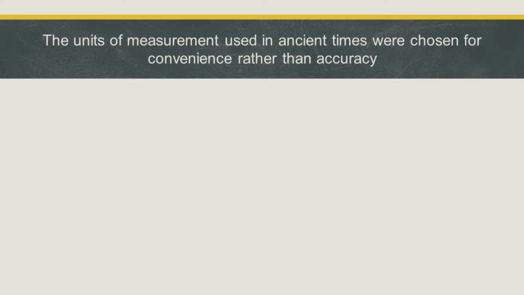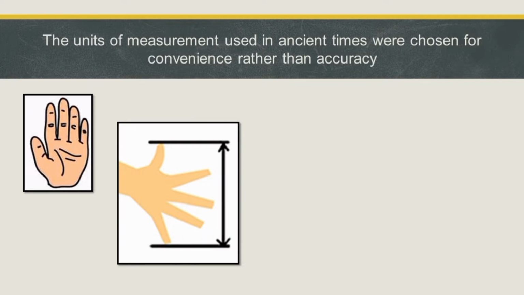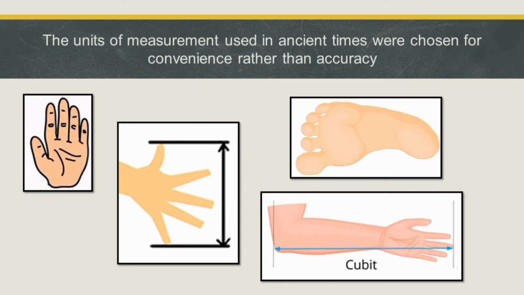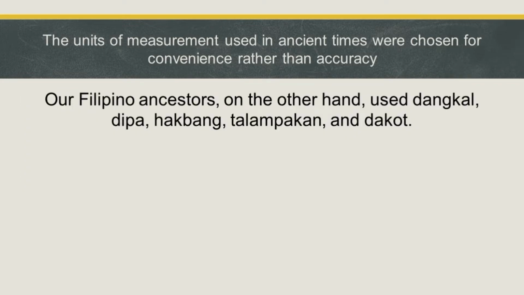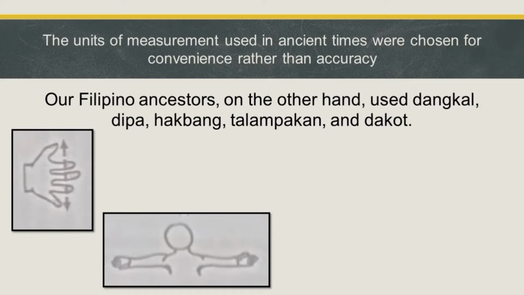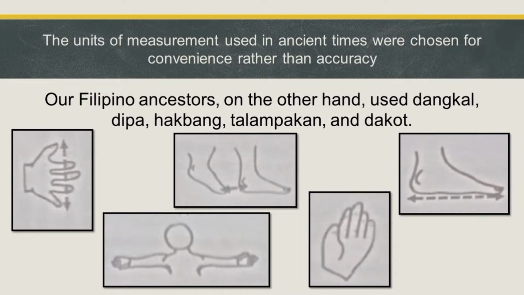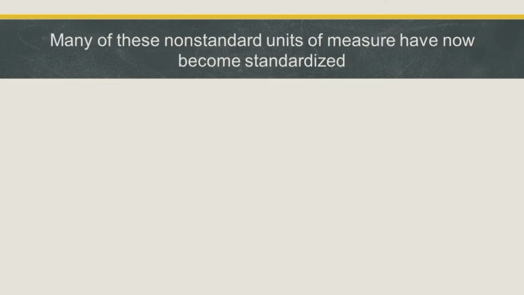Historical records indicate that the first units of length were based on people's hands, feet, and arms. The hand, span, foot, and cubit appear in the early records of Babylonians and Egyptians. Our Filipino ancestors, on the other hand, used dangkal, dipa, hakbang, tanampakan, and dakot. Many of these non-standard units of measure have now become standardized.